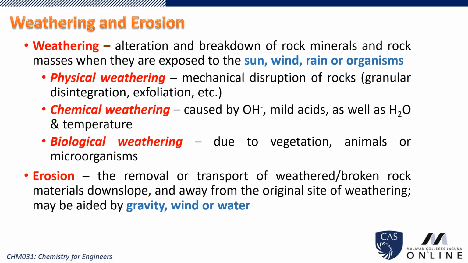The first one is physical weathering, that is the mechanical disruption of rocks. Chemical weathering is caused by bases, mild acid, as well as water and temperature. We also have biological weathering due to vegetation, animals, or microorganisms. Erosion is the removal or transport of weathered or broken rock materials downslope and away from the original site of the weathering. Erosion may be aided by gravity, wind, or water.